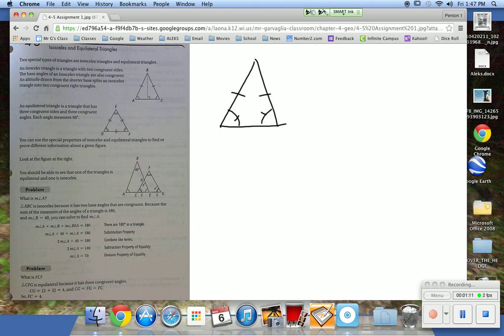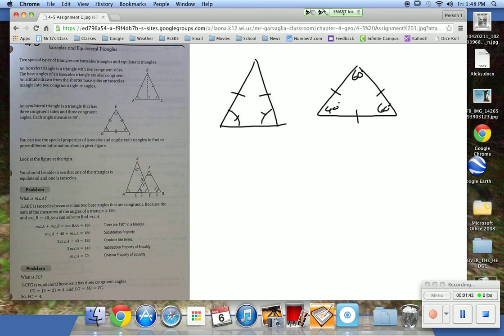Second, an equilateral triangle, which means all three sides are equal. If all three sides are equal, all three angles are equal. What are the degrees on the angles, Haley? How many degrees are there in a triangle? Divide that by 3. 60. So each one of these angles right here is 60 degrees.